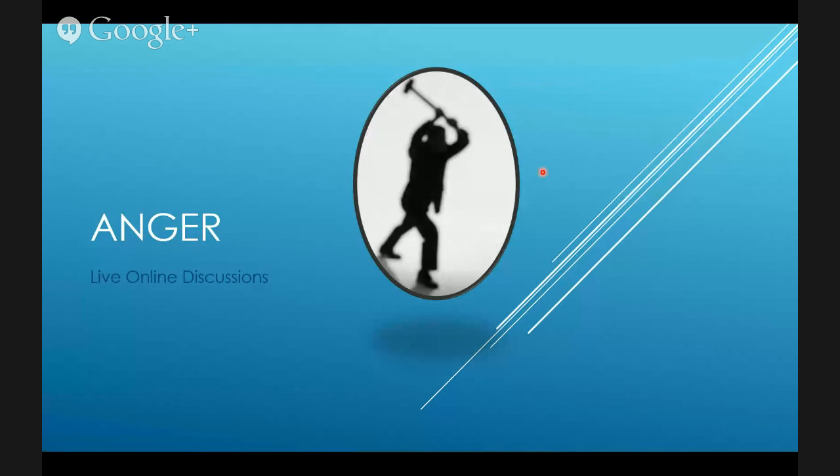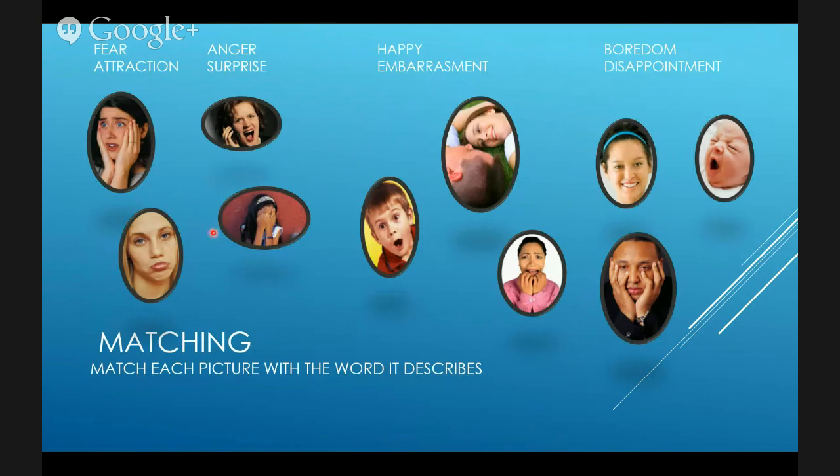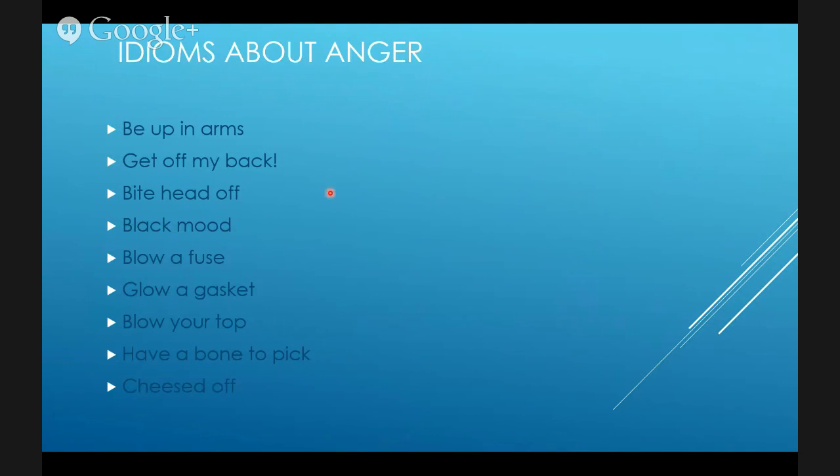So let me quickly show the slides that we're going to go over today. First of all, we are going to start out, like a lot of my classes, describing pictures: describing what's happening in these pictures, asking ourselves, can we relate, and thinking of a time in our lives where we have felt like this. Then we will look at different emotions and vocabulary, and we will do a matching activity with these emotions. And then we will look at idioms and what each of these means.